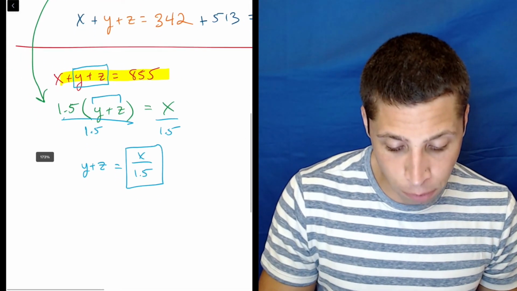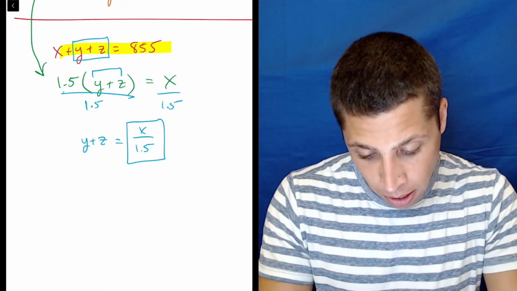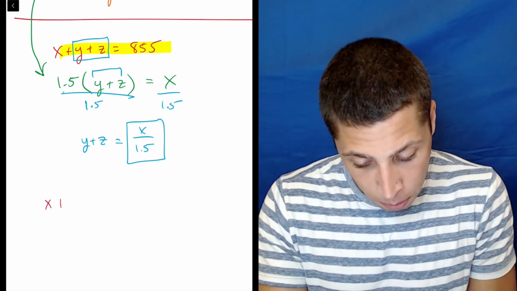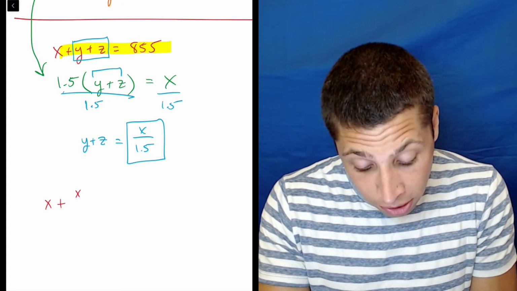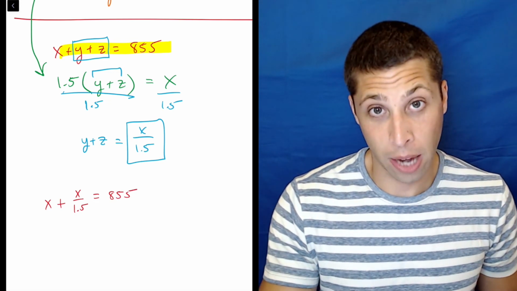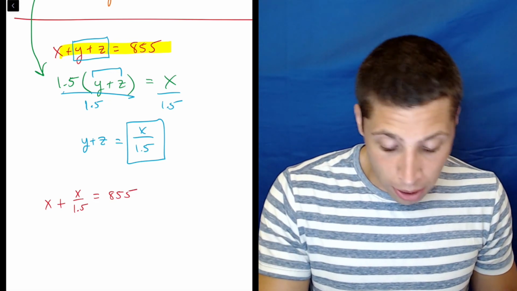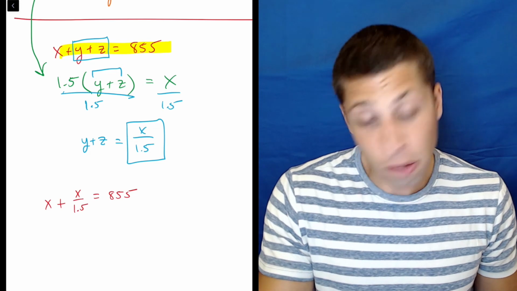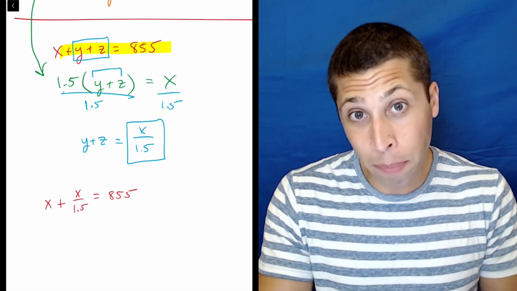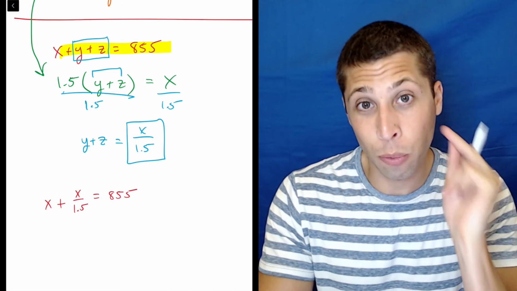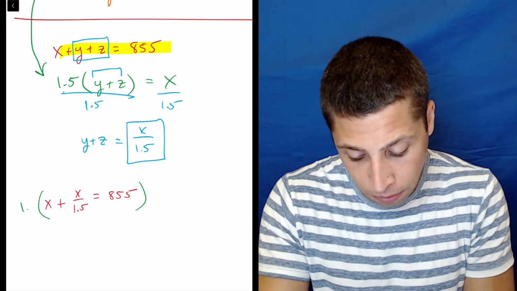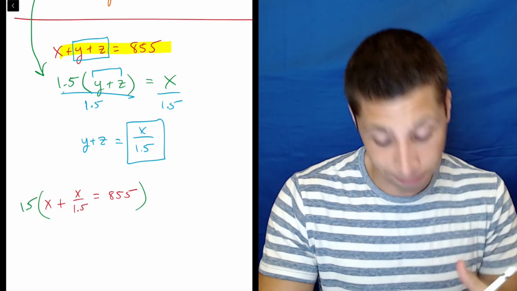So what I'm going to end up doing to combine these two equations is I'm going to have x plus x over 1.5 is equal to 855. Okay. So a couple ways to handle it. I think the smartest thing is just the fraction is bothering me. Let's get rid of it. But either way, we're in a better place now because we have just one variable, the x. So that's going to be good for solving. So I would just multiply by 1.5 just to kind of get rid of all the fractions.